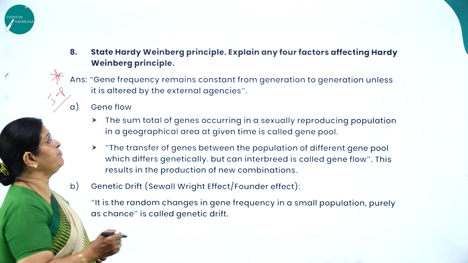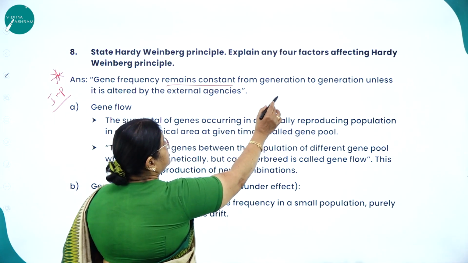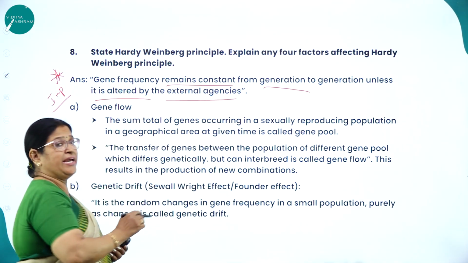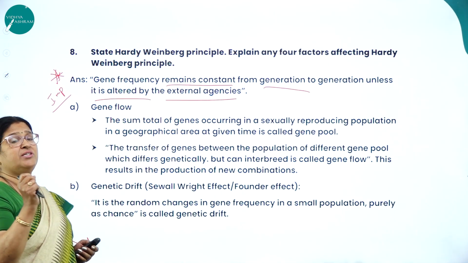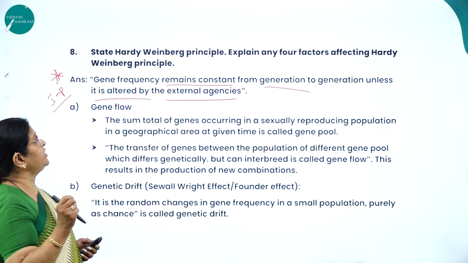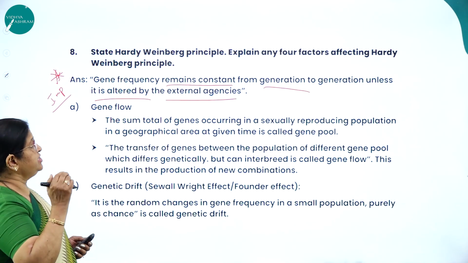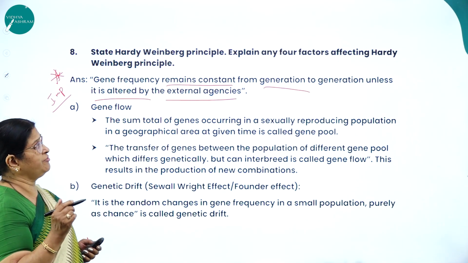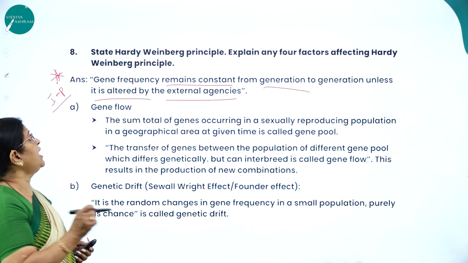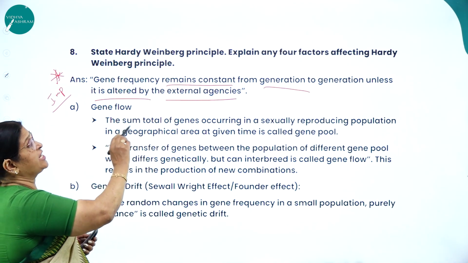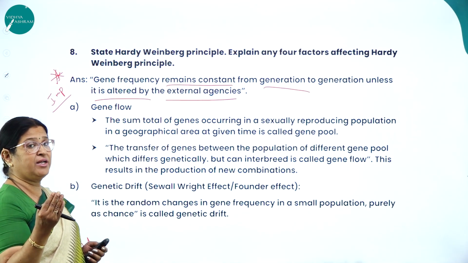Gene frequency remains constant from generation to generation unless it is altered by external agencies. So the definition is very important. It was stated by Hardy-Weinberg. The statement states: gene frequency remains constant from generation to generation unless it is altered by external agencies. What is the next question? Explain any 4 factors affecting Hardy-Weinberg.